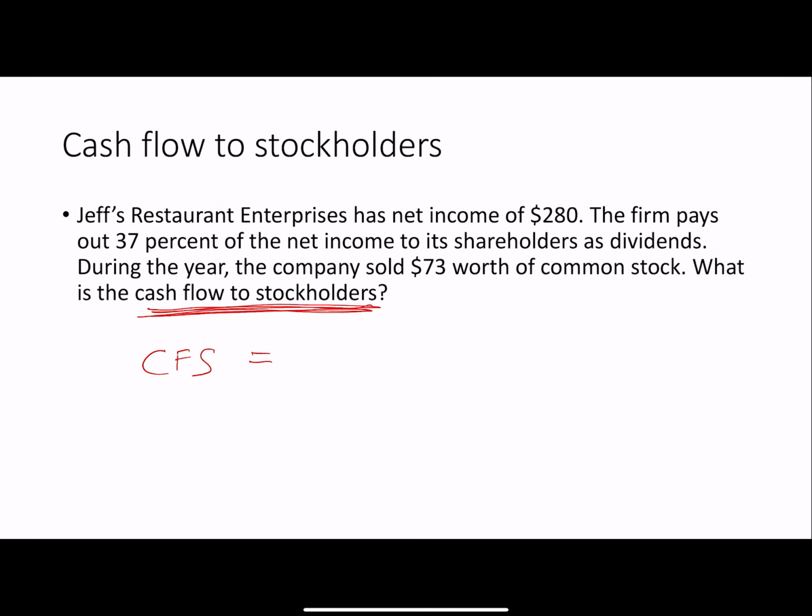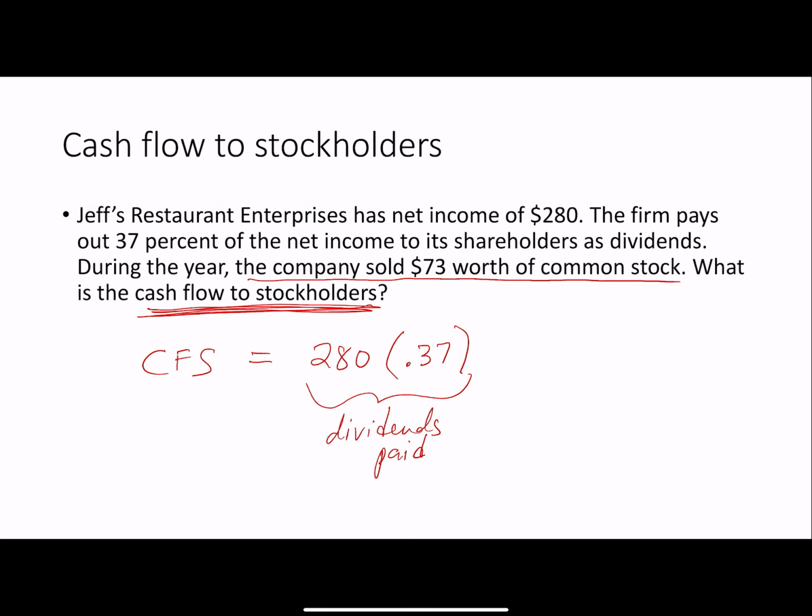Cash flow to shareholders is going to be this net income, $280, multiplied by 37% because that's how much they pay as dividends to shareholders. So 280 multiplied by 0.37 gives us, this represents dividends paid. But at the same time, we're also given this piece of information that the company sold $73 worth of common stock. What does that mean?